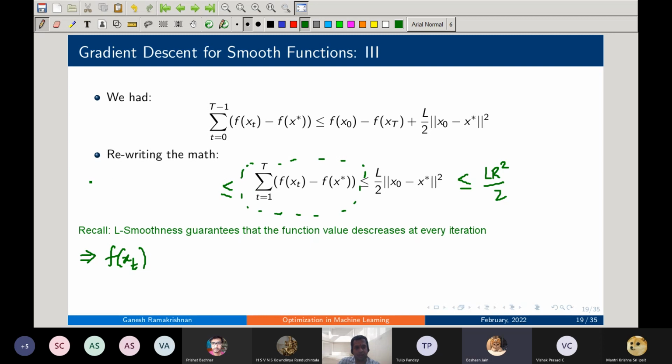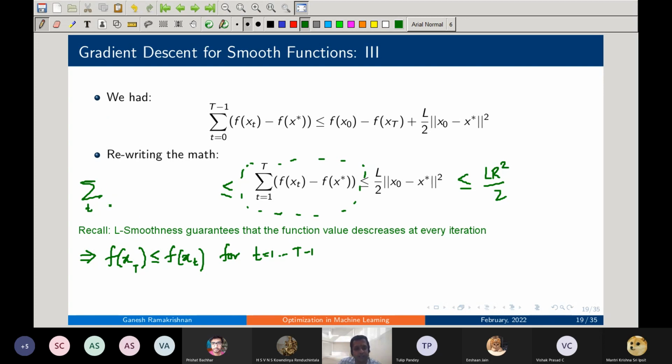Yeah, T times f of x_T minus f of x_t. Okay, so let me write this down here. So each f of x_t is greater than... Okay, let me write. Consistent. Okay. So this f of x_T, capital T, we know is less than or equal to f of x_t, small t, for t equals 1 to capital T minus 1.